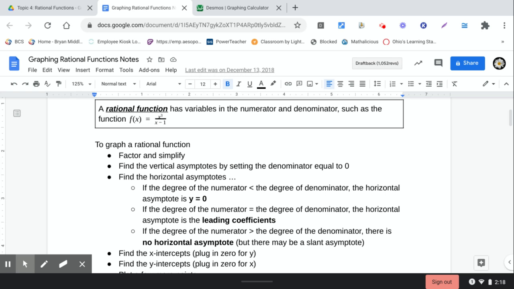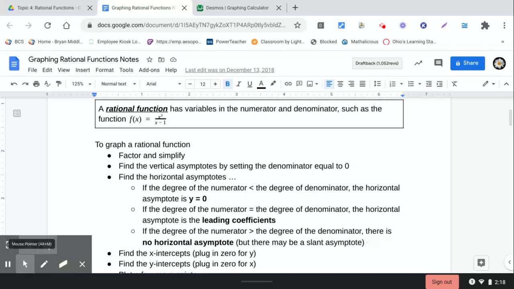If the degree of the numerator was less than the degree of the denominator, that meant that the horizontal asymptote is y equals 0. And if the degree of the numerator was equal to the degree of the denominator, the asymptote was the leading coefficients. And we did several examples with both of those. The one that we haven't really talked about a lot yet is if the degree of the numerator is greater than the degree of the denominator. If this is the case, there's no horizontal asymptote. But there might be a different kind of asymptote, and it's called a slant asymptote.